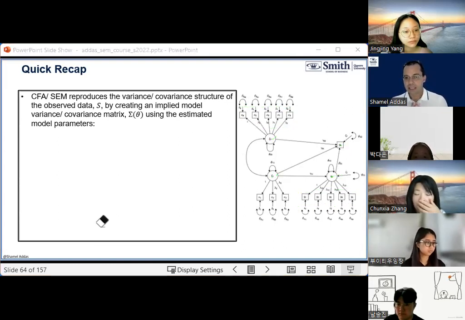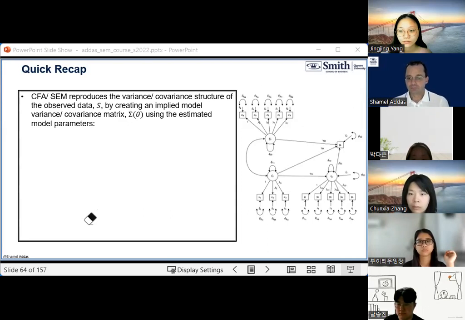So whether you're running CFA, which we're going to cover today, or SEM, so if you have structural paths, then it's SEM. If you just have a measurement model, it's CFA. Regardless if you're running CFA or SEM, what's going on is that you're trying to reproduce the variance-covariance structure of the observed data. So you have your observed data, which is the x's and y's, and they covary together, hopefully, right? Because if they don't covary together, then you might as well stop. There's nothing really to do. So you want to choose variables that have some covariance, because you're trying to find relationships between them.